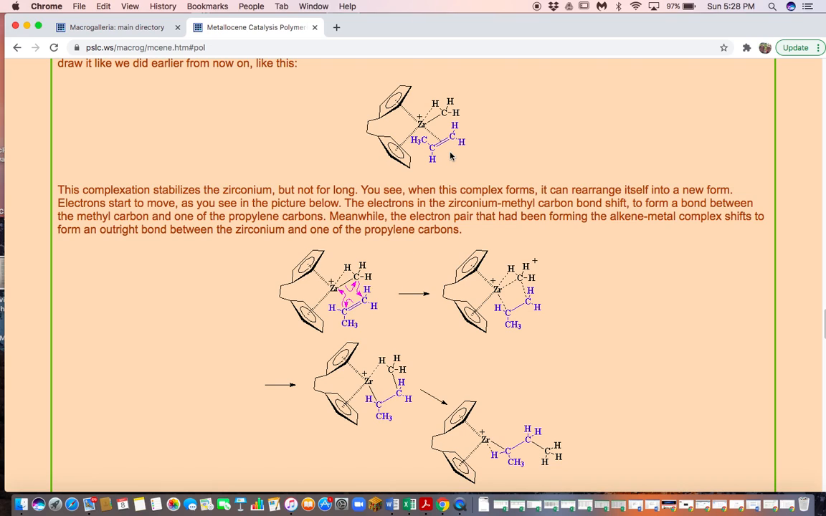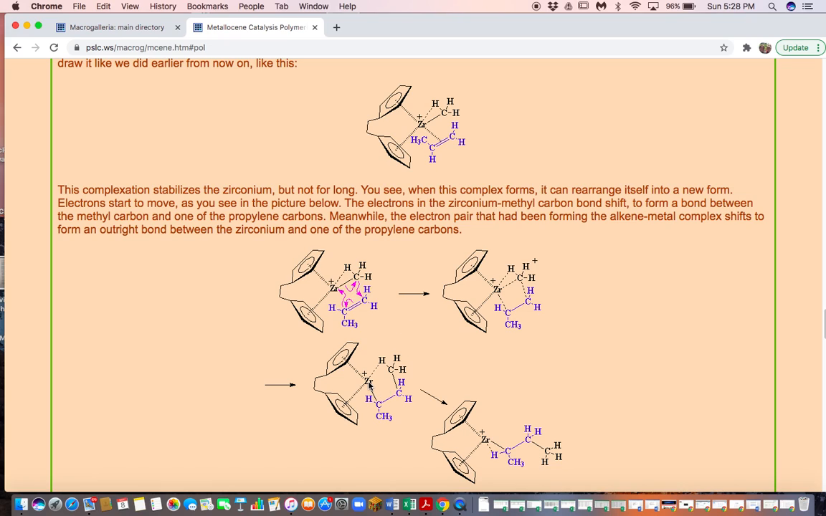At the same time, this zirconium is going to break away from this extra CH3 that it got from the MAO, right? This extra labile methyl group. It's going to break away from the zirconium, and it's going to attach itself to this end carbon of the monomer. And you can see the little arrows sort of promoting this electron movement, all right?